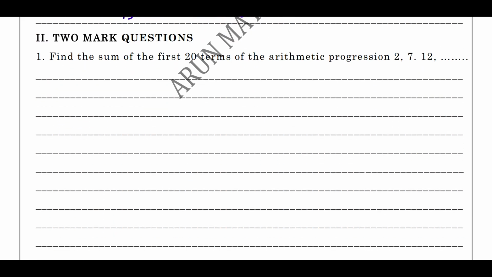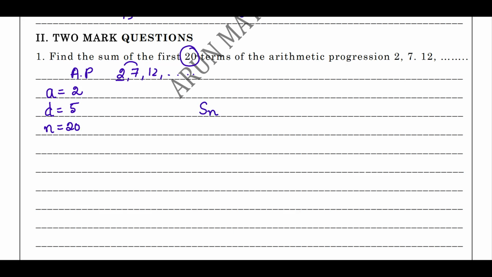Next, 2 marks important question. Find the sum of first 20 terms of the arithmetic progression. What is the given arithmetic progression? The given AP is 2, 7, 12 and so on. The first step is to find the first term, the common difference and the value of n. The first term is 2. What is the common difference? A2 minus A1, that is 7 minus 2 is 5. We need to find the sum of 20 terms, therefore n equals 20.